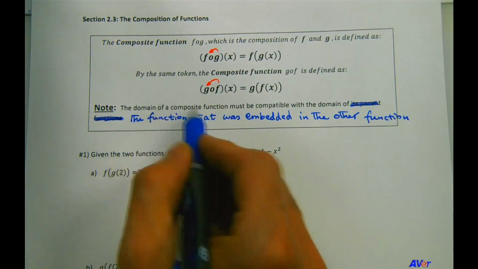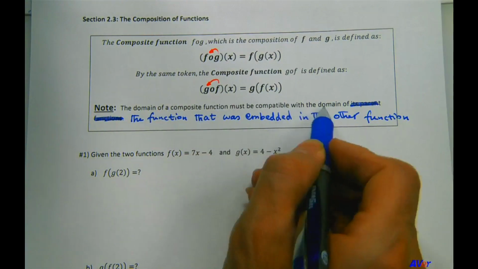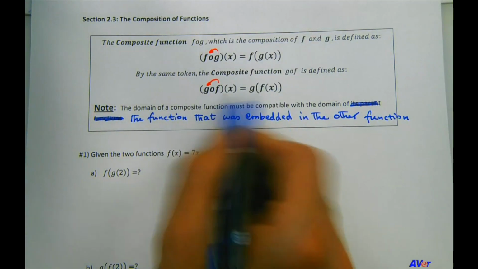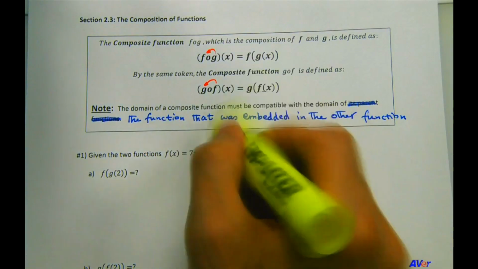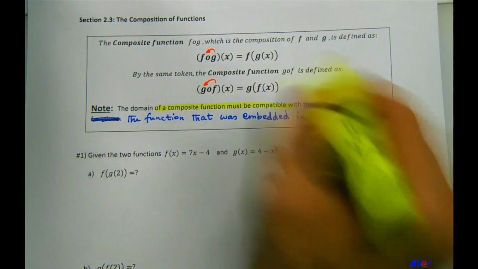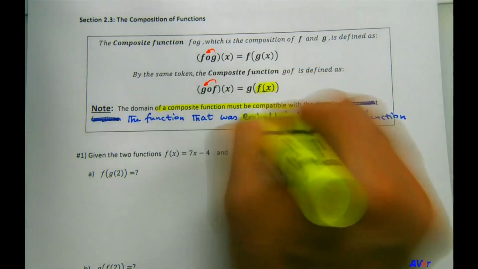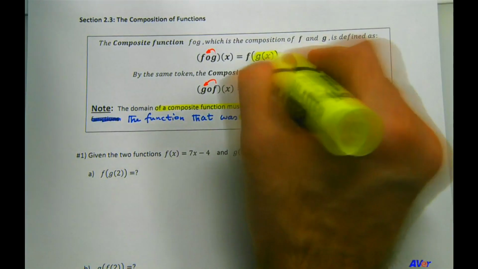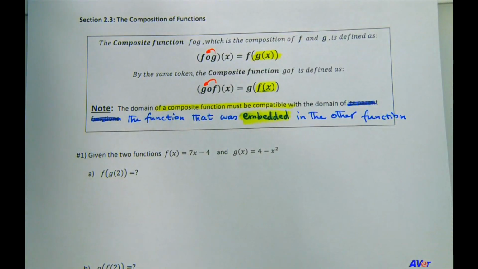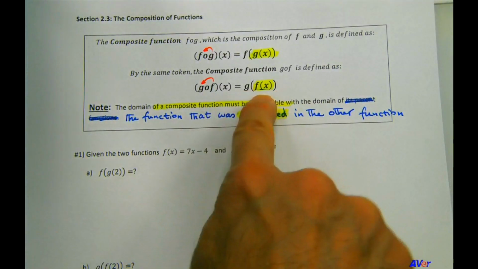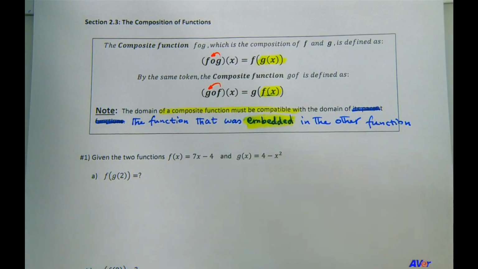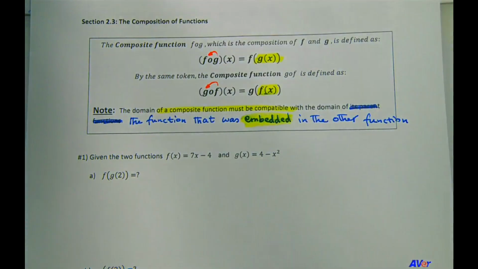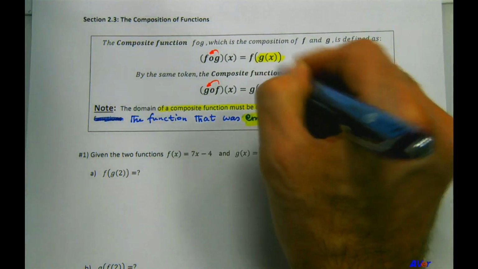Okay, the domain of a composite function must be compatible with the domain of the function that was embedded in the other function. So it means the domain of the composite function must be compatible with the one that was embedded. Embedded means that one. Okay? Not with the domain of G, but with the domain of F. Not with the domain of F up here, but with the domain of G. Okay, and we'll do examples so it'll be clear what this means. Okay, and I want to be embedded, that one, and that one.